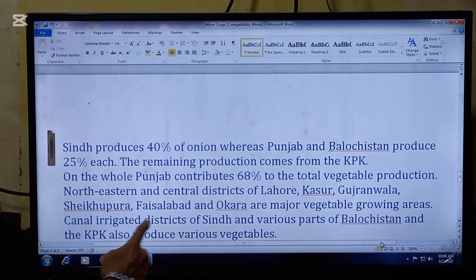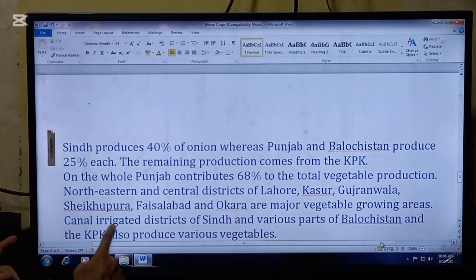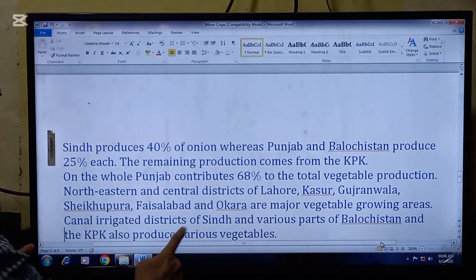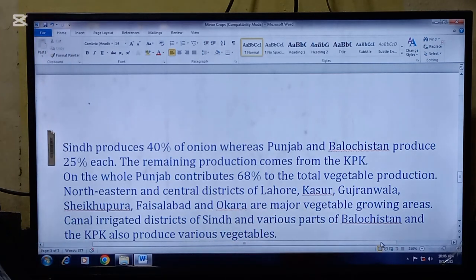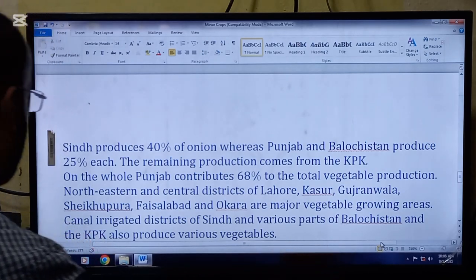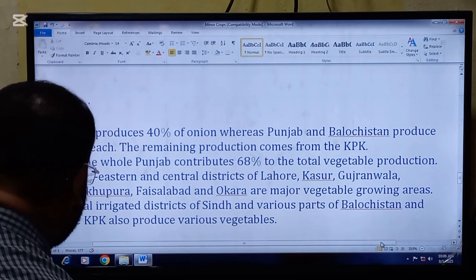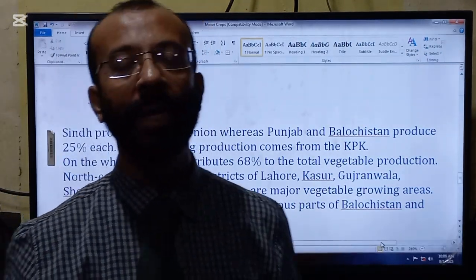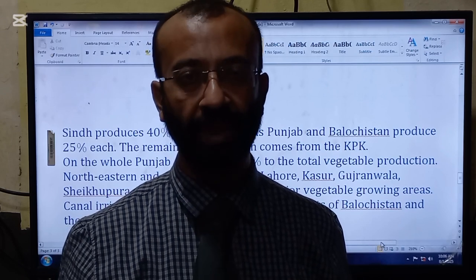On the whole, Punjab contributes 68% of the total vegetable production. Northeastern and central districts of Lahore, Kasur, Gujranwala, Sheikhupura, Faisalabad, and Okara are the major vegetable growing areas. Canal irrigated districts of Sindh and various parts of Balochistan and the KPK also produce various vegetables. So Punjab is the main cultivating ground for vegetables. Almost 70% yield is obtained from the Punjab.